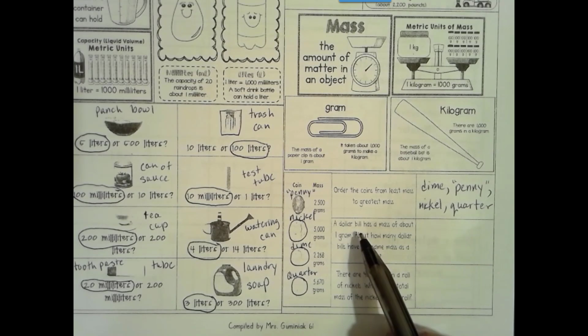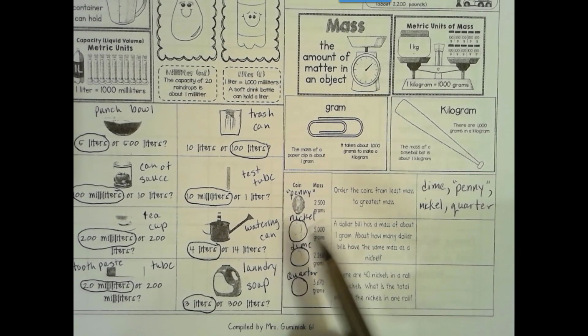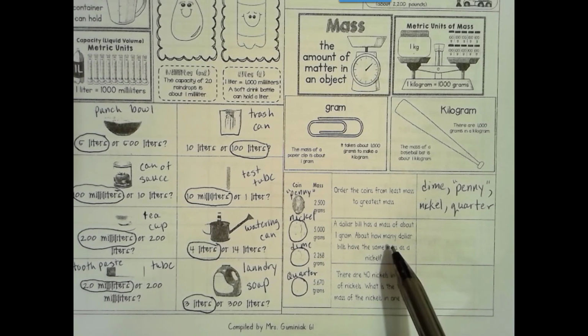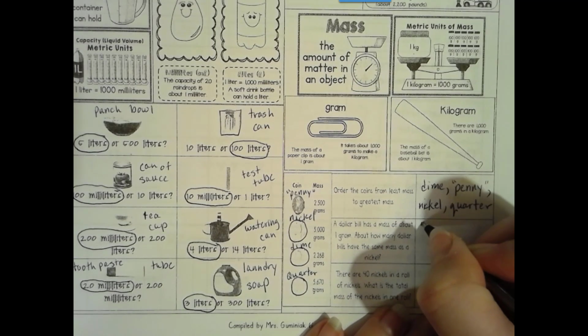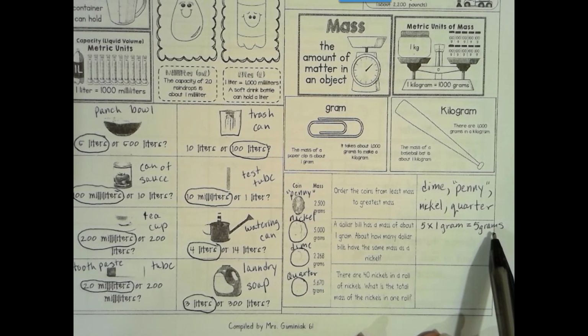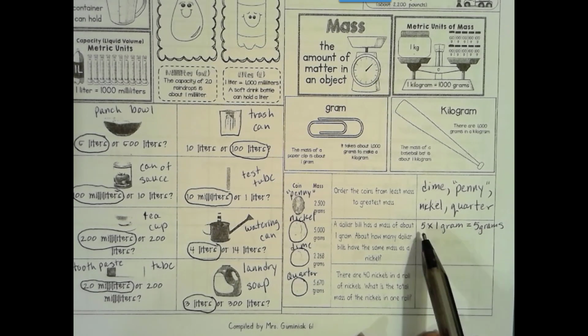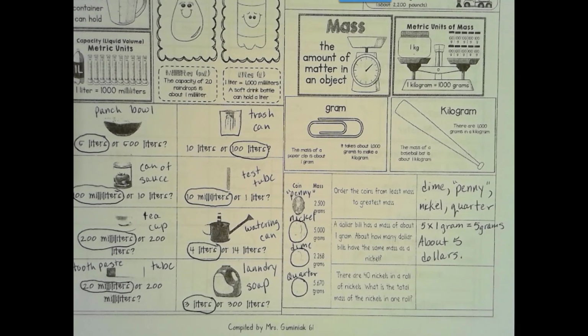So here, a dollar bill has a mass of about 1 gram. So a dollar bill weighs about the same as a small paper clip. Not very heavy at all because it's made out of paper. About how many dollar bills have the same mass as a nickel? Well, if a nickel has 5 grams, and a dollar bill has 1 gram, how many dollars would we need to make 5 grams? We would need $5. So $5 bills weigh about the same as a nickel. Still not very much.